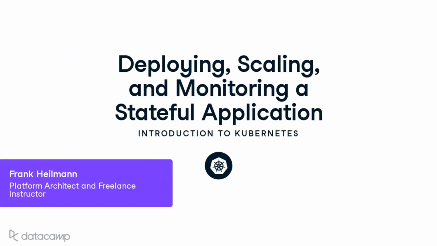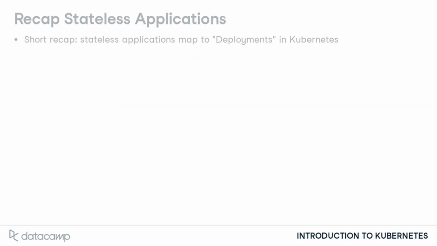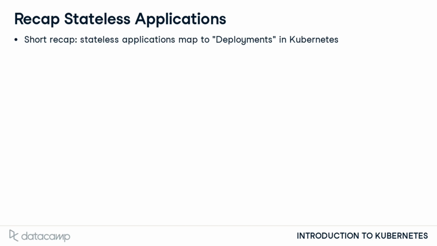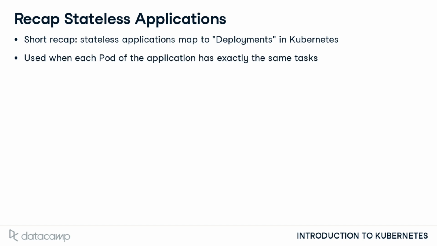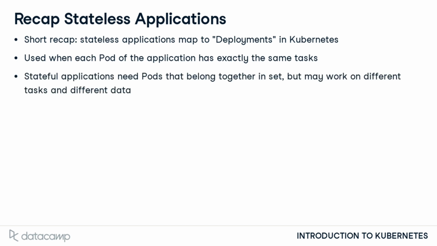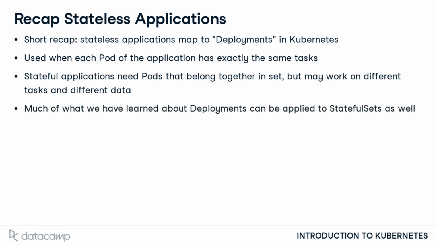In this video, we will learn how to deploy, scale, and monitor stateful applications using Kubernetes. We will stress the similarities and differences compared with deploying stateless applications. Let us briefly recap what we have learned about stateless applications. Such applications are mapped to deployments, and each pod of the application does exactly the same tasks. Each pod is an exact replica of the others. Stateful applications, on the other hand, need pods that are not exact replicas of each other, as each pod may work on different tasks. As we will see, much of what we've learned so far can be applied in this chapter as well.